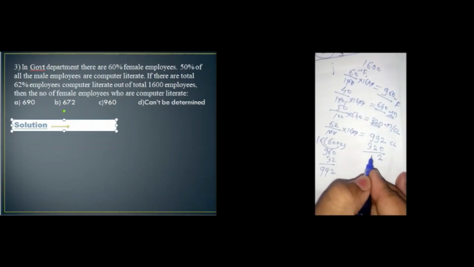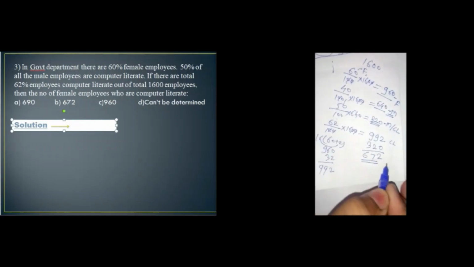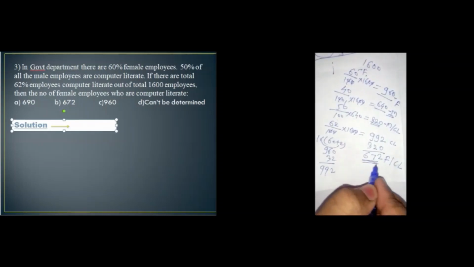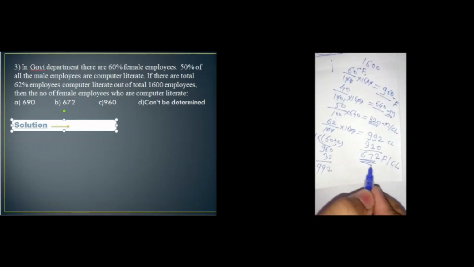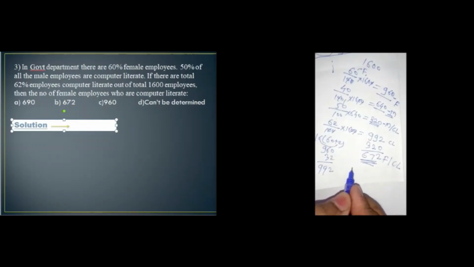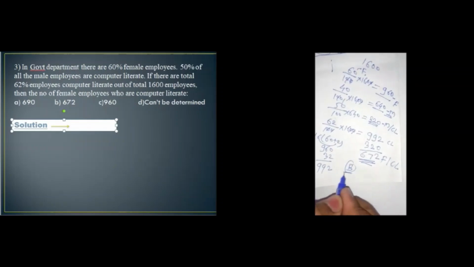So finally it is going to be 672 female employees that are computer literate. So the final answer is going to be 672 female employees who are computer literate. CL stands for computer literate. So option B, 672, is the correct option.